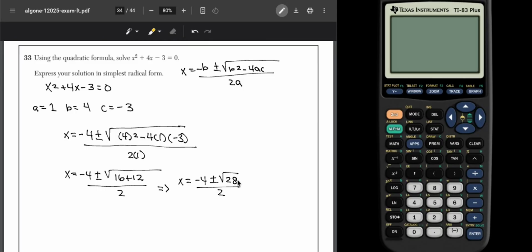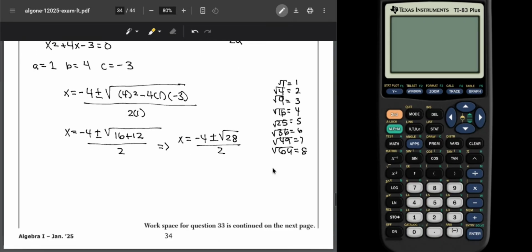This is when you need to apply simplest radical form. So square root of 28 is not a perfect square root. My perfect squares are 1, 4, 9, 16, 25, 36, 49, 64, and so on. So for 1 is just 1, for 4 is 2, for 9 is 3, for 16 is 4, for 25 is 5, for 36 it's 6, 49 is 7, and for 64 it's 8, and so on. Because if we take the square root of each of those, those are the answers that we're going to get. Now, square root of 28 is not a perfect square.